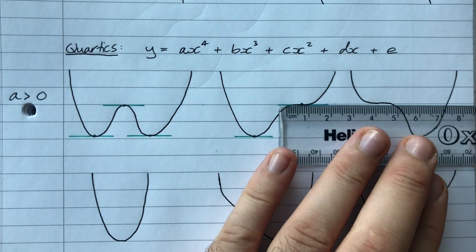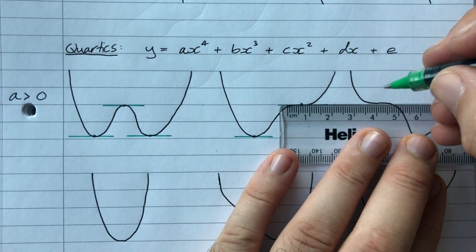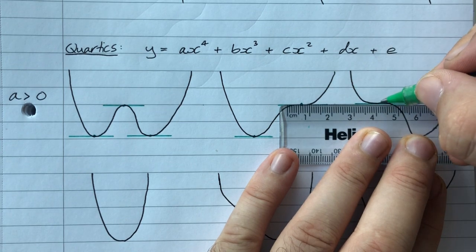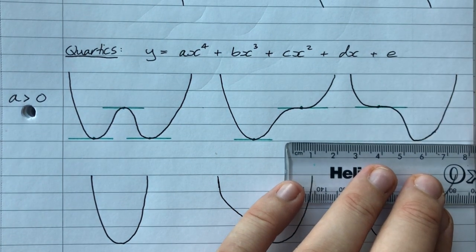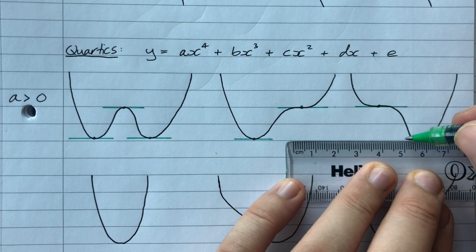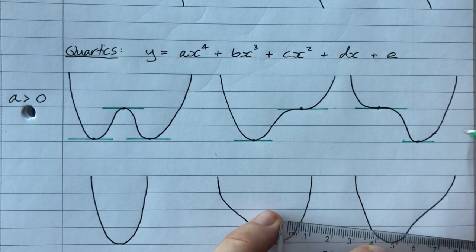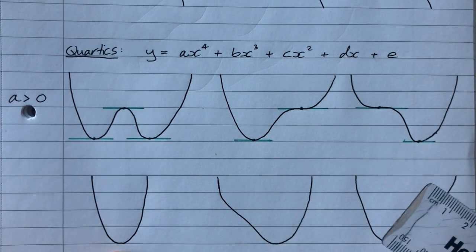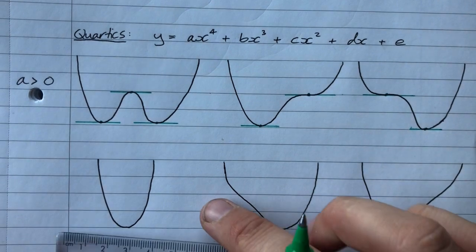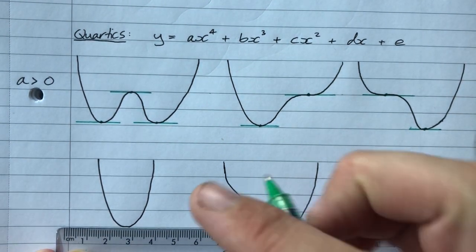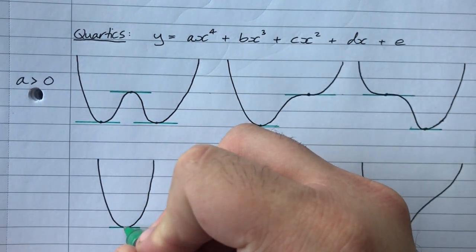This one here is exactly the same, but it's been mirror imaged in the y direction, if you like, the y-axis. And then we have the minimum coming second. Or we could have a situation like this one, where there's just 1 turning point. That's the only stationary point on the curve.